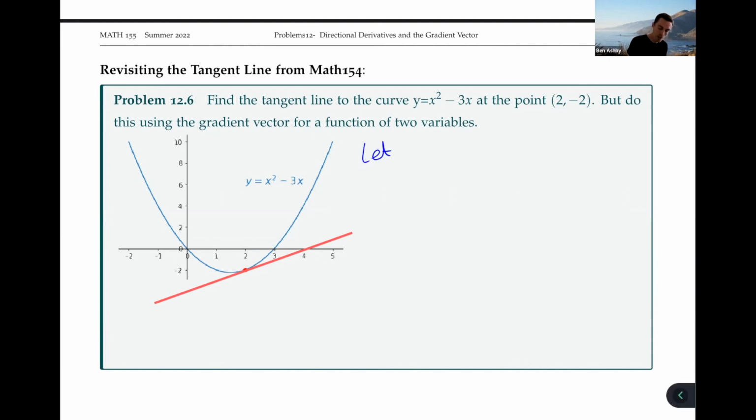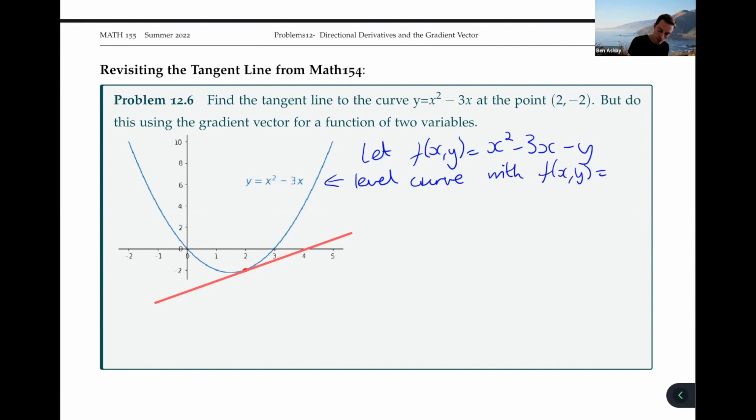So if we now think of this, rather than being a curve which is just a function of one variable, we can let f of x, y equal x squared minus 3x and then minus y, so just taking the y to the other side. And then this curve here is now just a level curve of our function with f of x, y equal to 0. Okay, so if we now calculate our gradient, grad of f of x, y, that's equal to (2x minus 3, minus 1). And because this is orthogonal to the level curve, it's going to point away like this.